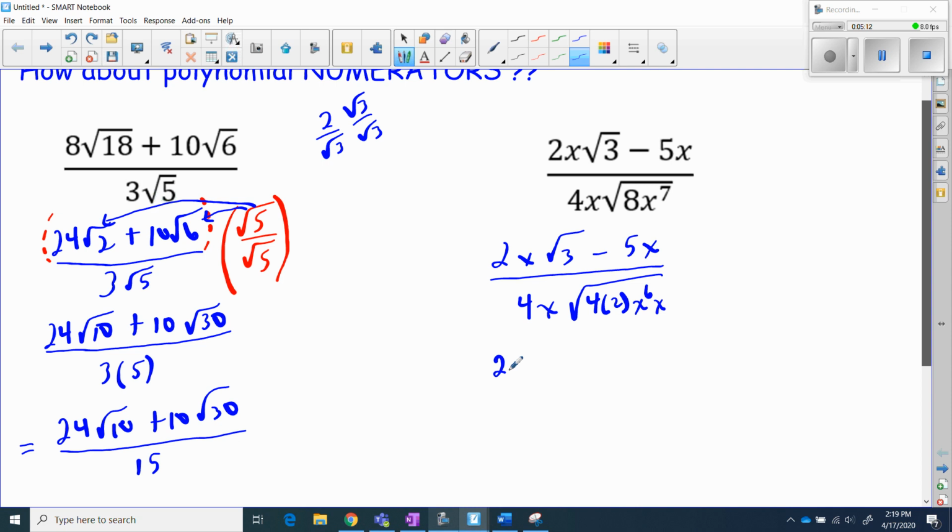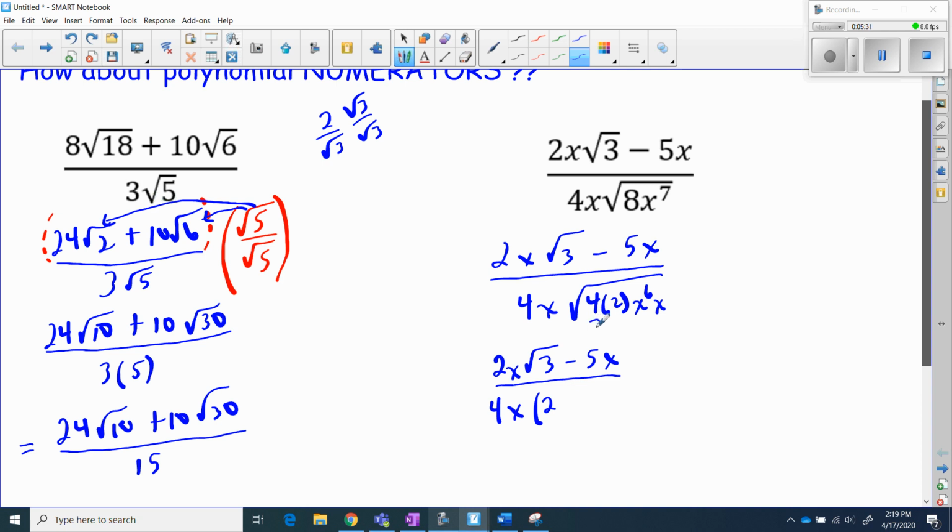So it's 2x square root of 3, subtract 5x, over the denominator. All right, so I've got 4x, the square root of 4. I'll just write it out. Again, I might do more of this in my head as we get going, but just to get you back into things so you see what's going on here.